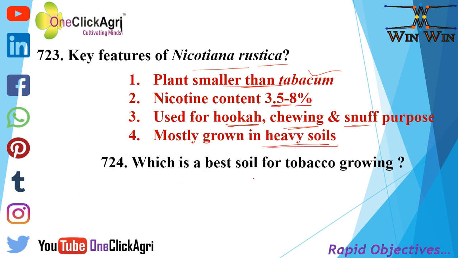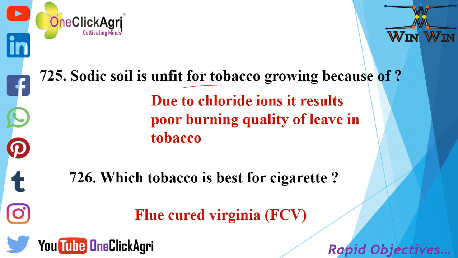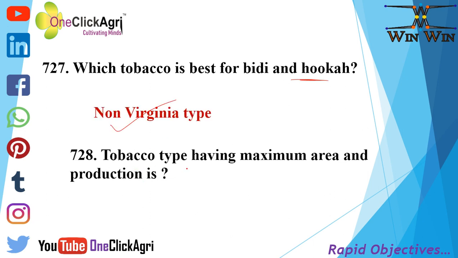Next, which is the best soil for tobacco growing? That is mildly acidic, pH 5 to 6. Next, sodic soil is unfit for tobacco growing because of chloride ions. It results in poor burning quality of leaves in tobacco. Which tobacco is the best for cigarettes? That is flue cured Virginia. Next, which tobacco is the best for bidi and hookah? That is non-Virginia type. Next, the tobacco type having maximum area and production is non-Virginia type tobacco.